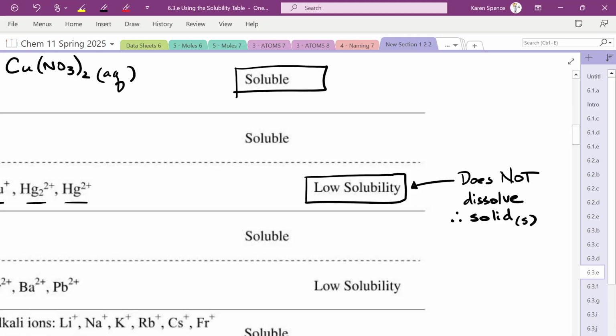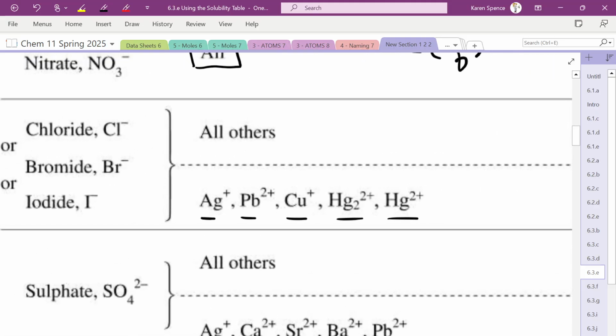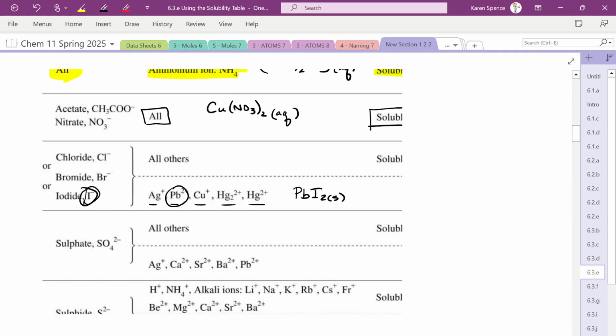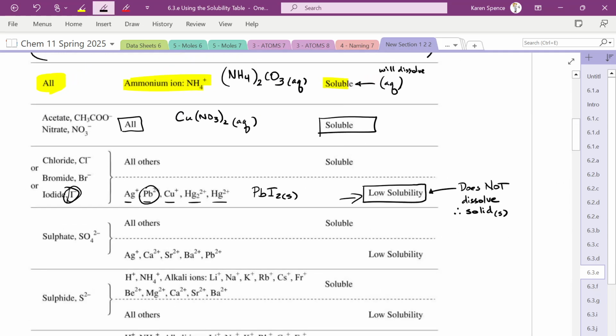So if we were to pick one of those anions, say, iodide, and we put it together with lead 2, if we had PbI2, that would be a solid because the lead with the iodide is low solubility.